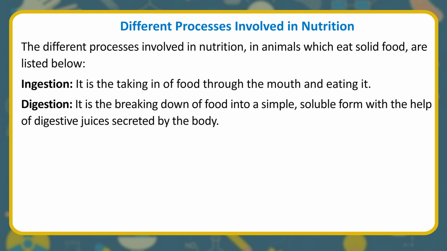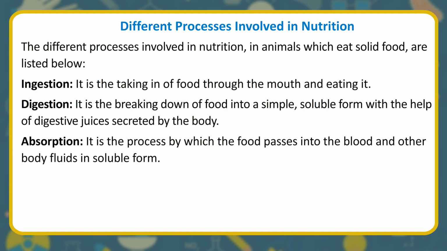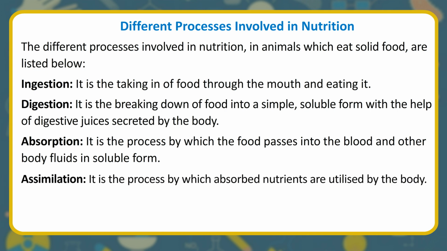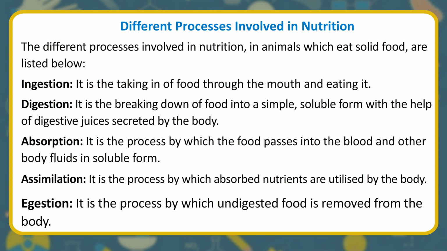Digestion, it is the breaking down of food into a simple, soluble form with the help of digestive juices secreted by the body. Absorption, it is the process by which the food passes into the blood and other body fluids in soluble form. Assimilation, it is the process by which absorbed nutrients are utilized by the body. Egestion, it is the process by which undigested food is removed from the body.